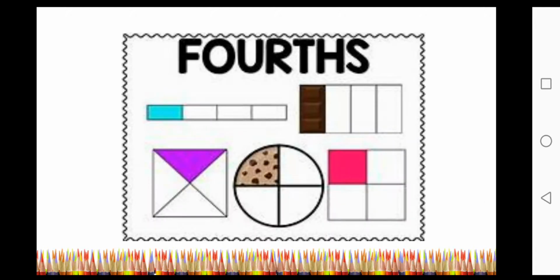Now, see here, I have these shapes that are also divided into 4 equal parts. If you look at these shapes, you will see that they are divided into 4 equal parts. So each shape is divided into 4 equal parts. Okay?